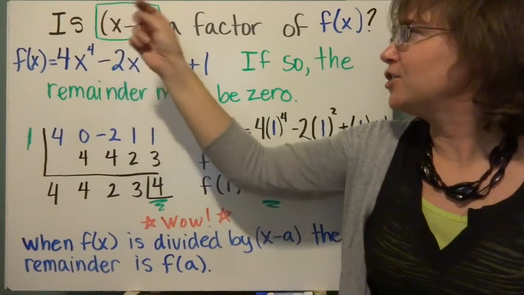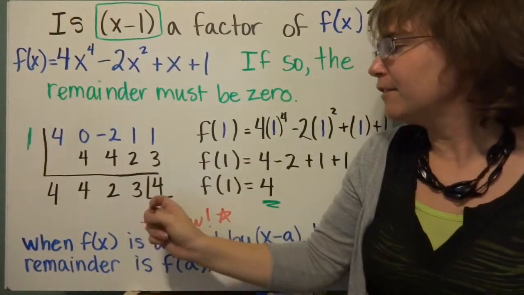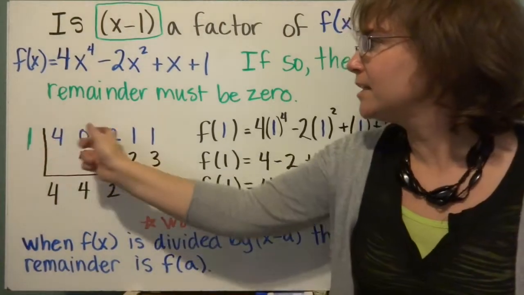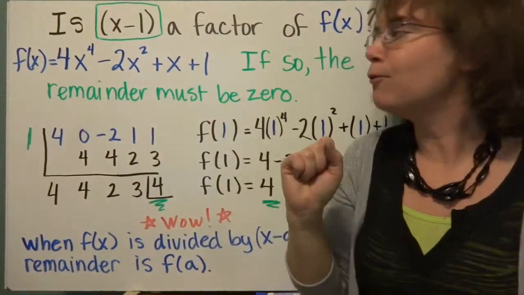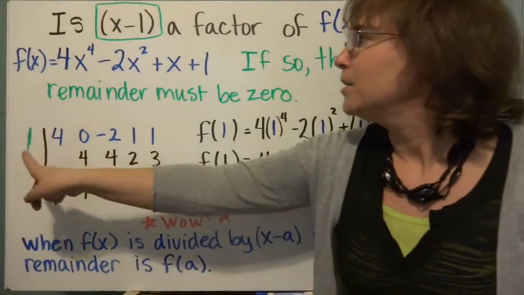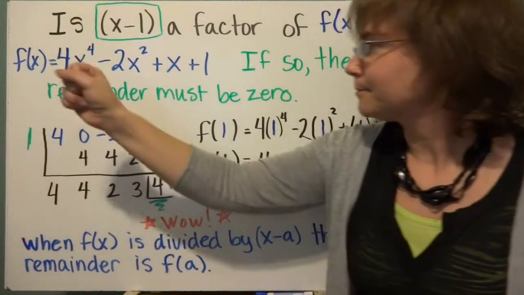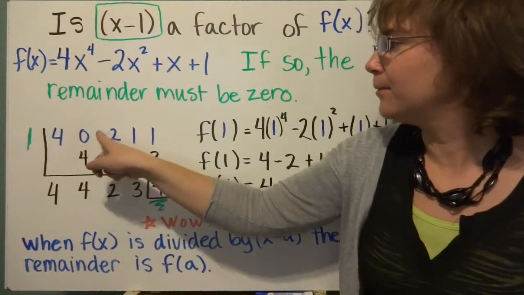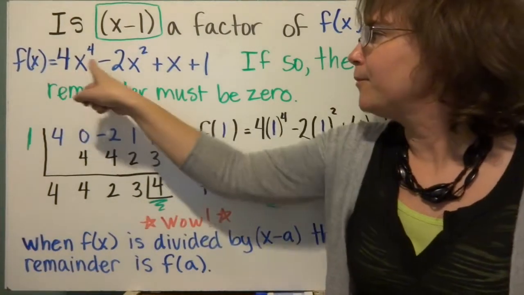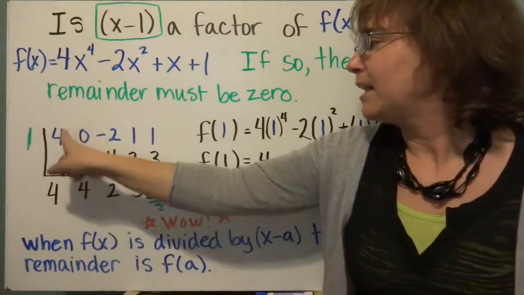Let's say I decided to check to see if it was a factor by seeing if my remainder was 0. Again, I used synthetic division. I needed a 0 for my x cubed placeholder. So I have a 1 right here. 4, 0, 0, negative 2, 1, 1 come from my coefficients. And I bring down the 4.